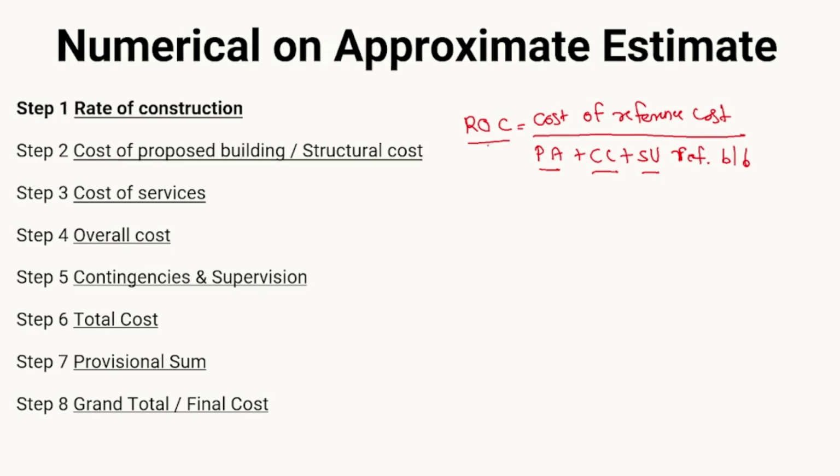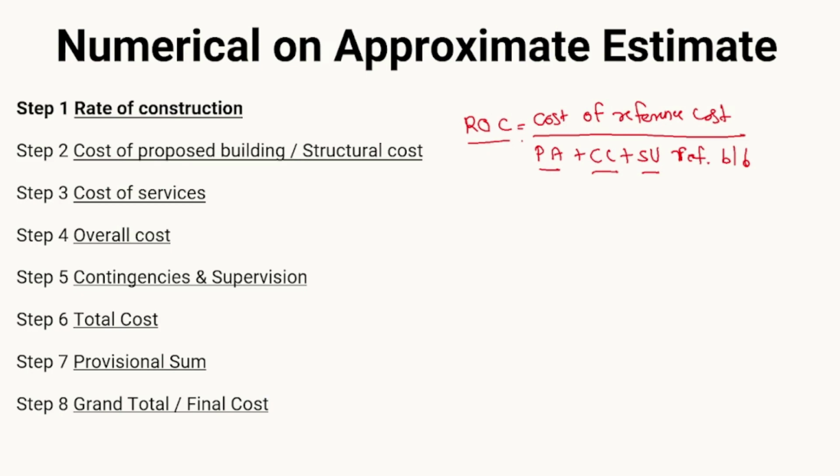Okay, so depending upon the given data we can use the plinth area method or cubical content method or the service unit method. If the height is given, in that case most probably we are going to use the cubical content method. If only area is given, in that case we are going to use the plinth area method, and if only service units are given, in that case we are going to use the service unit method.